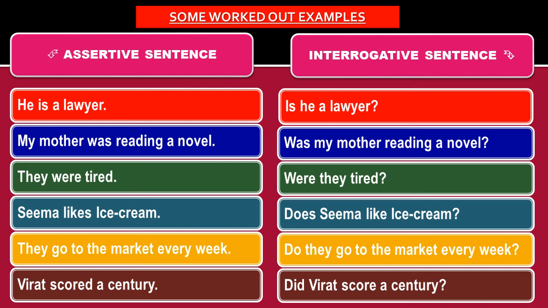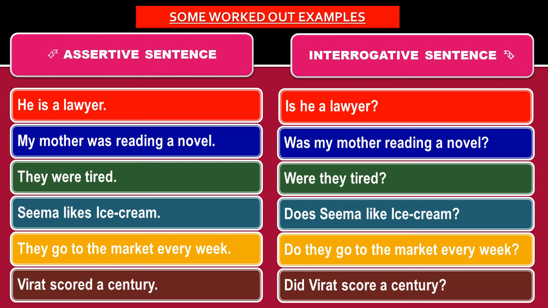In the second sentence also we have an auxiliary verb, that is was. So we have to bring it to the beginning of the sentence. Was my mother reading a novel? Then the third one also has an auxiliary verb, were. So your answer would be, were they tired?